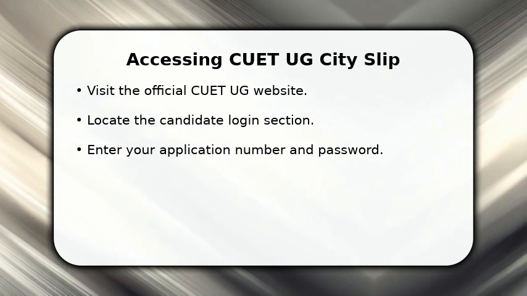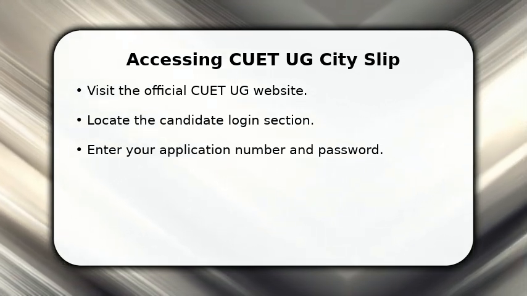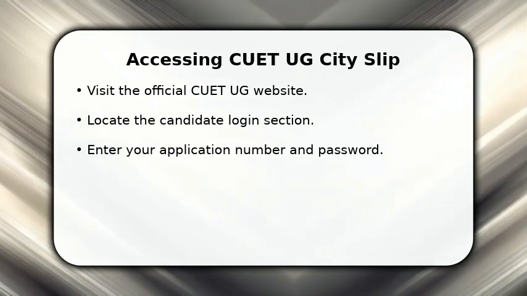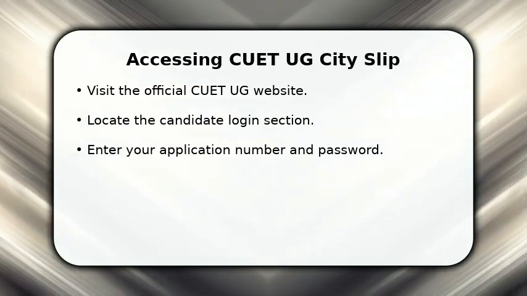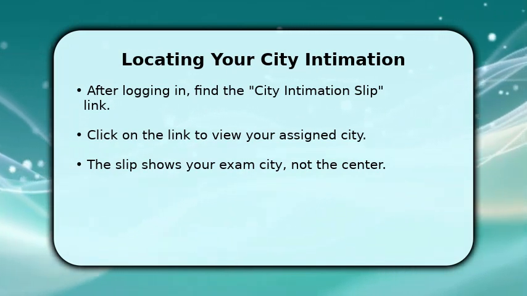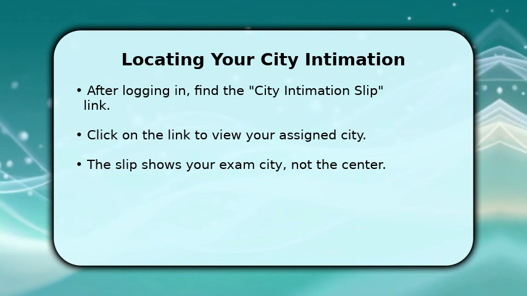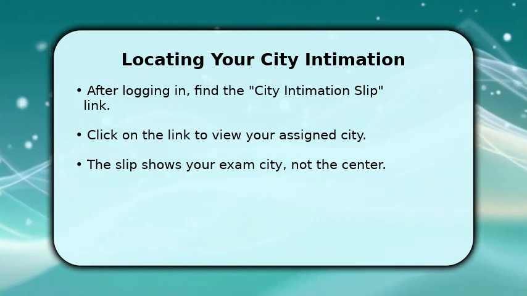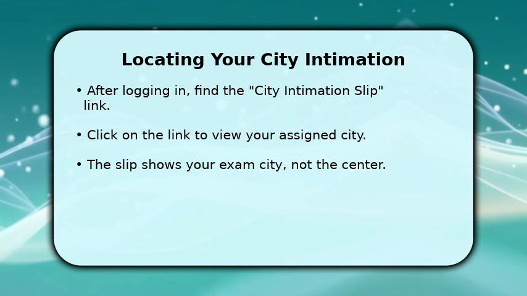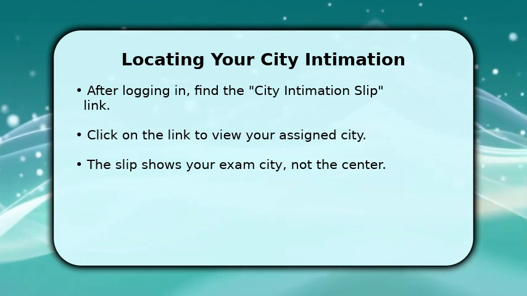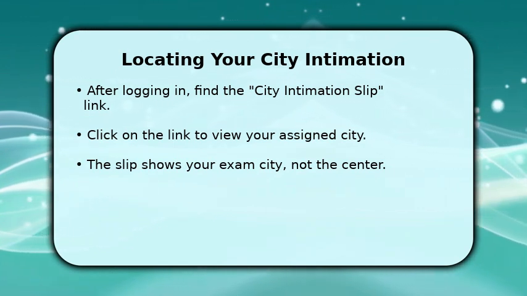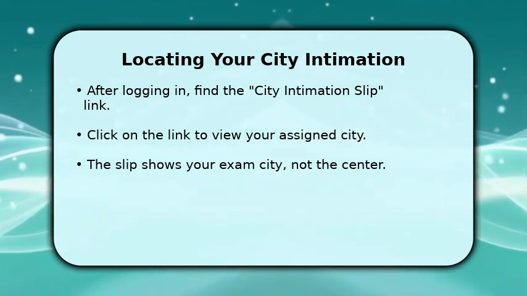This initial step is crucial for accessing your examination details quickly and efficiently, ensuring you are ready for the next stage of the process. After successfully logging into your account, look for a prominent link labeled City Intimation Slip or similar. Clicking this link will display your examination city. Remember, this slip provides information about the city where your exam will be held, not the specific test center. This helps you plan your travel arrangements in advance.